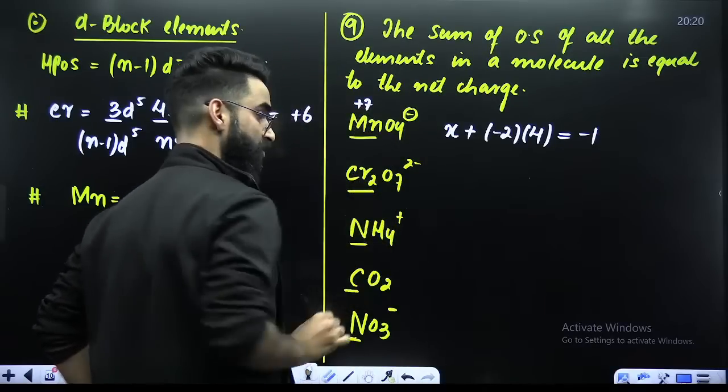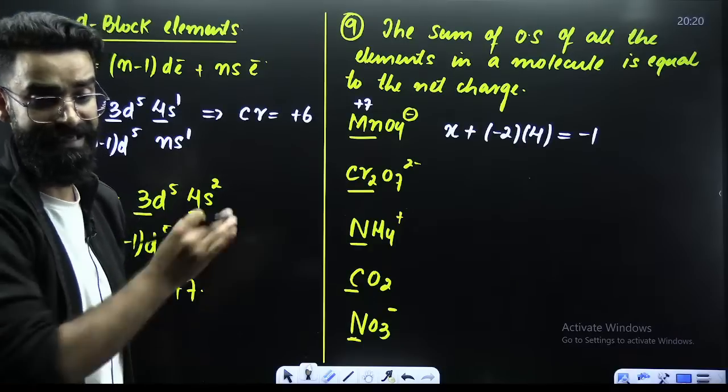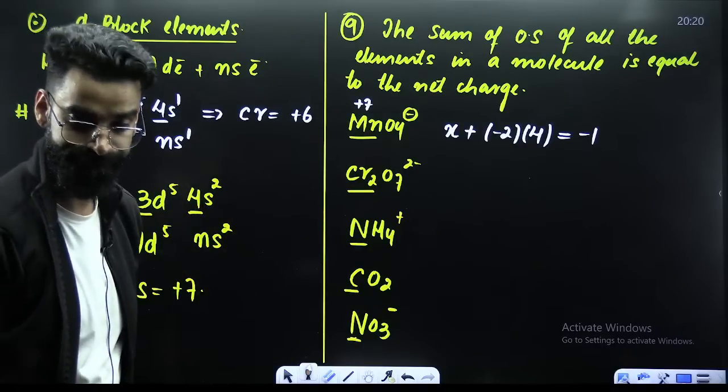X value comes out to be +7. So +7 is the oxidation state of manganese in case of your MnO4 negative.